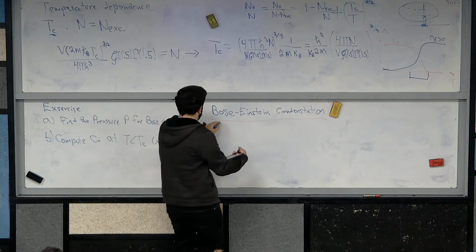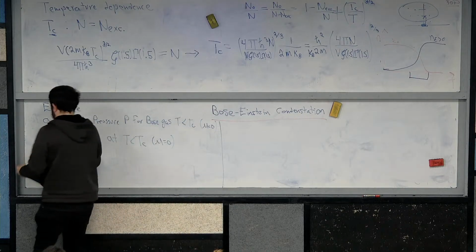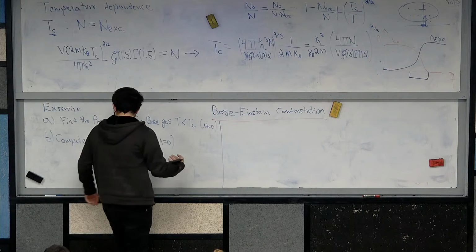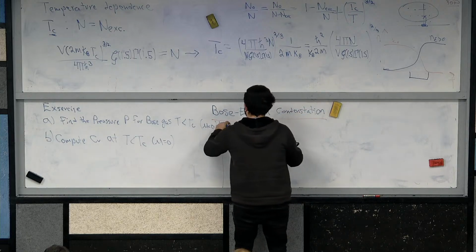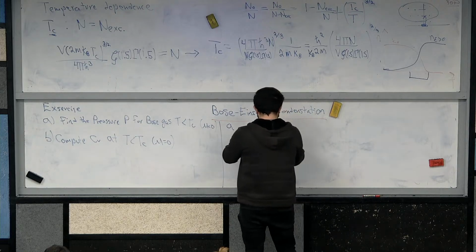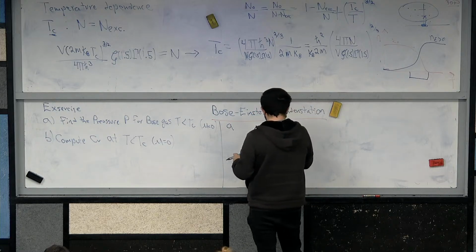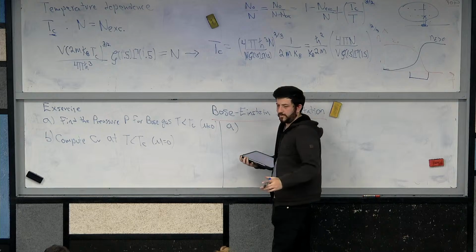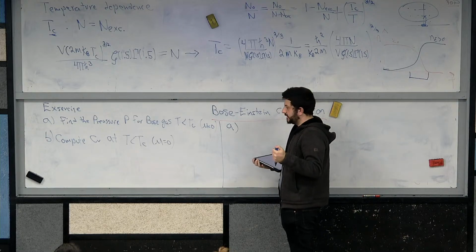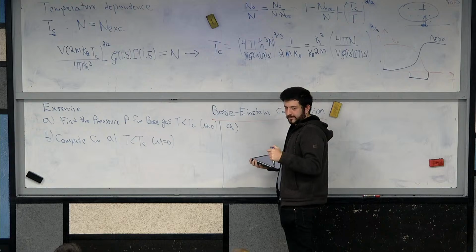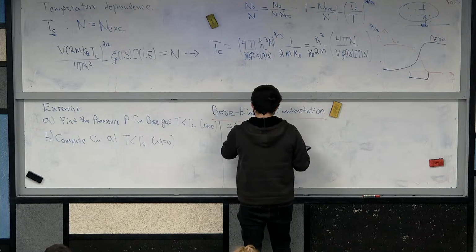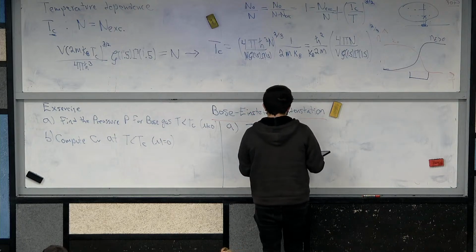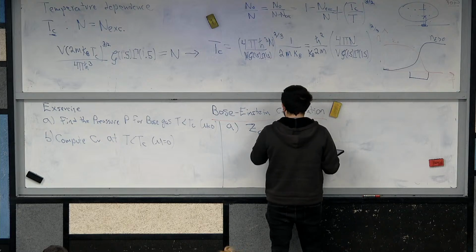Okay, this is the exercise. We want to compute the pressure and the heat capacity of the Bose-Einstein condensate. Let's start with A. What would you suggest me to do? Find the grand canonical partition function. Perfect. So we start with this quantity, which is a partition function for every energy level.